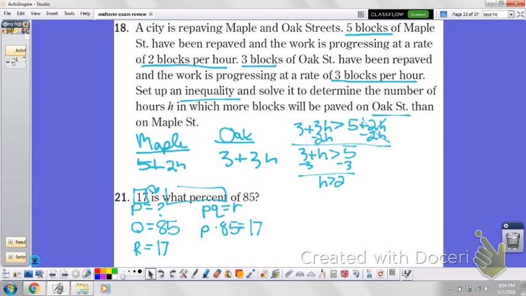So now I just need to solve this equation for P. Divide by 85. So P is equal to 17 over 85, which is then 0.2 or 20%.